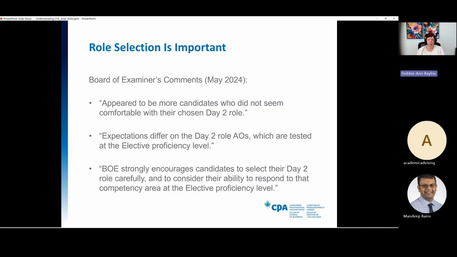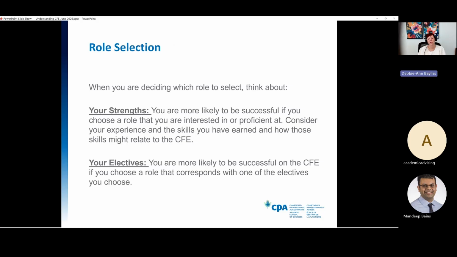Choose your role carefully. When you're deciding which role to select, I know you may be thinking, I've already selected my role. It's early stages as you're preparing for the CFE. It's not too late to have a heart-to-heart conversation with yourself. Make sure that this is your best choice.